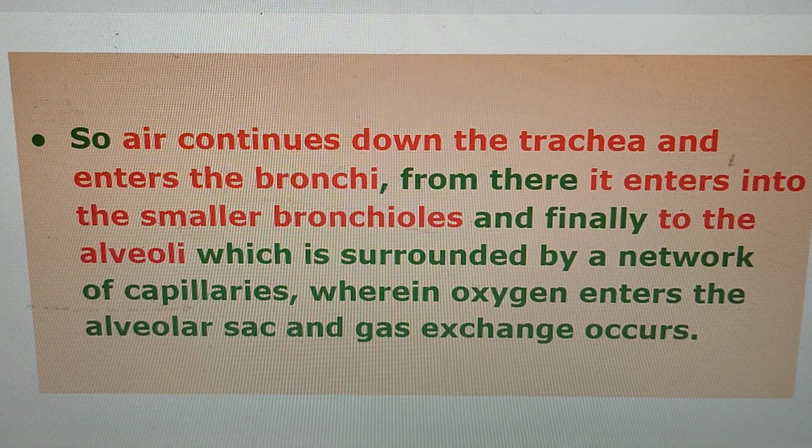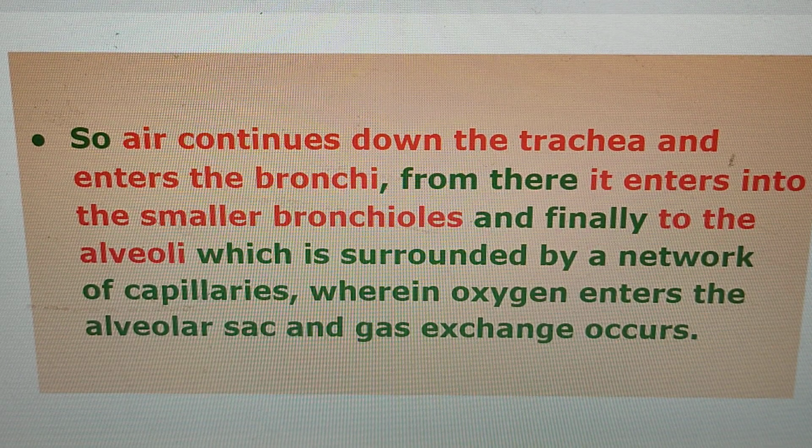Okay, so air continues down the trachea and enters the bronchi. It's a tube. There are two bronchi, so there's the left and the right. From there, it enters into the smaller bronchioles and finally to the alveoli, which is surrounded by a network of capillaries wherein oxygen enters the alveolar sac and gas exchange occurs.